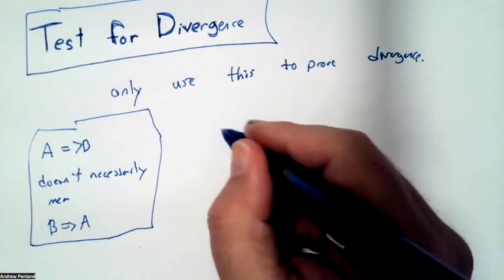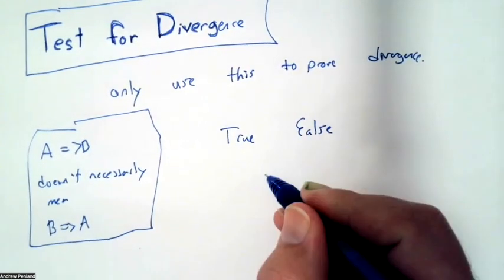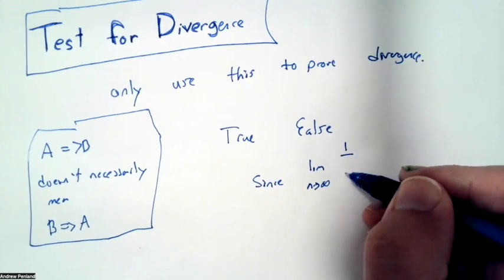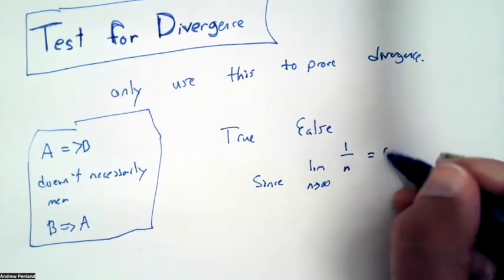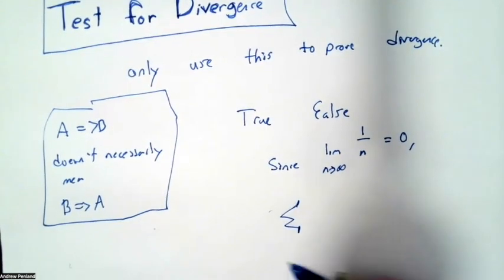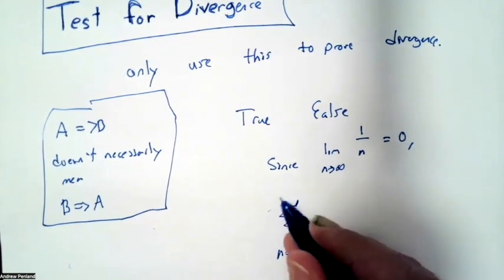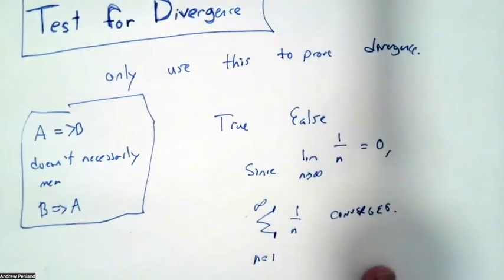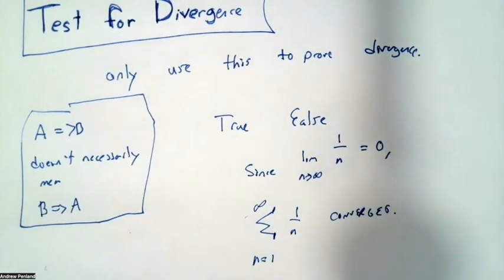Let's see an example here. Let's just say true or false. Since the limit as n approaches infinity of 1 over n is equal to 0, then the sum from n equals 1 to infinity of 1 over n converges. So take a moment and think. Do you think this is true or false?